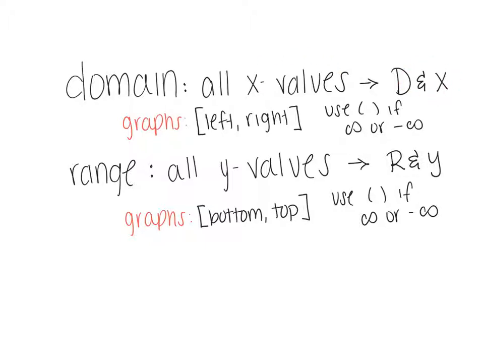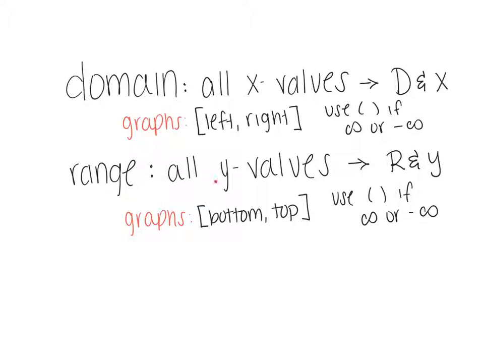If you're given a graph and it says to find the domain, you're going to go the left furthest point to the right furthest point. It gets brackets if it's a number for our purposes. If you're doing infinity, you're going to use parentheses. So domain is your x values, left furthest to the right furthest.